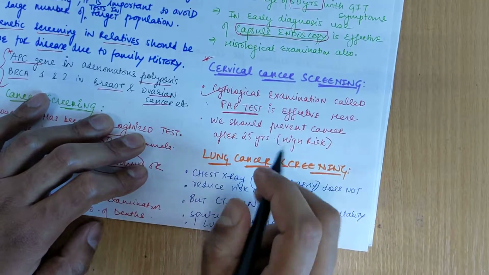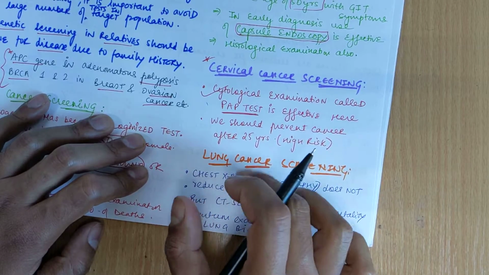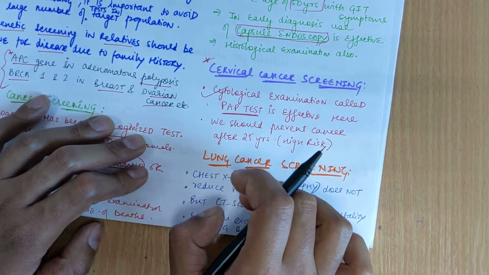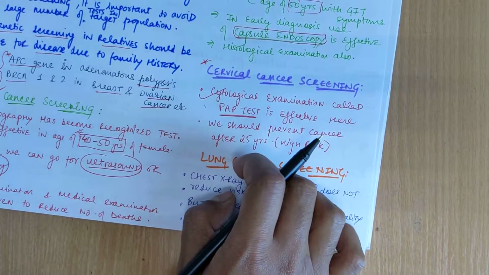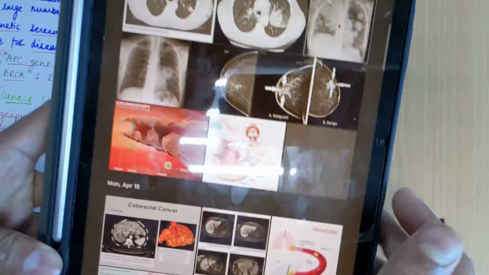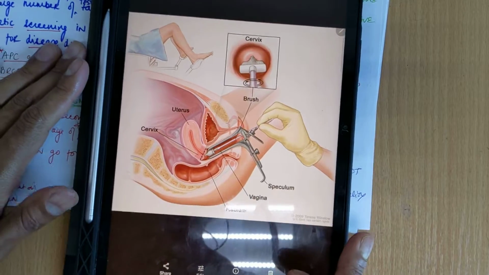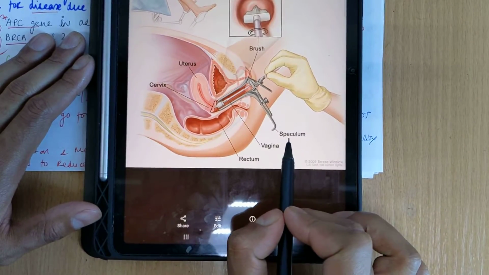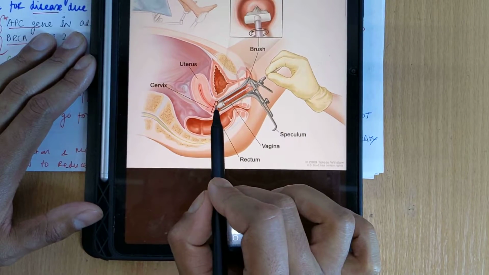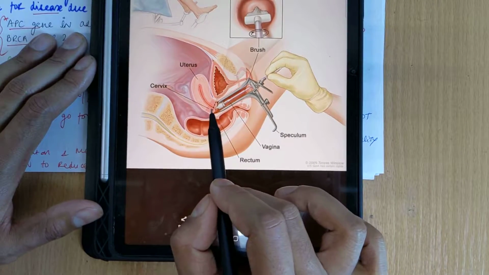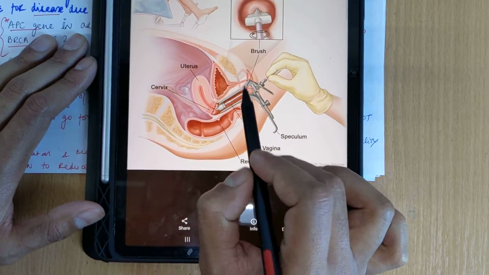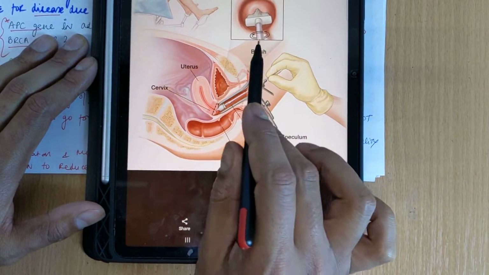This is a type of cytological examination, and in cervical cancer we have higher risk after 25 years in females. You can see the image for the pap test here, and this is the cervix, and this is a speculum, from which cells from the cervix are taken out through this brush. This is the zoomed image of this instrument.